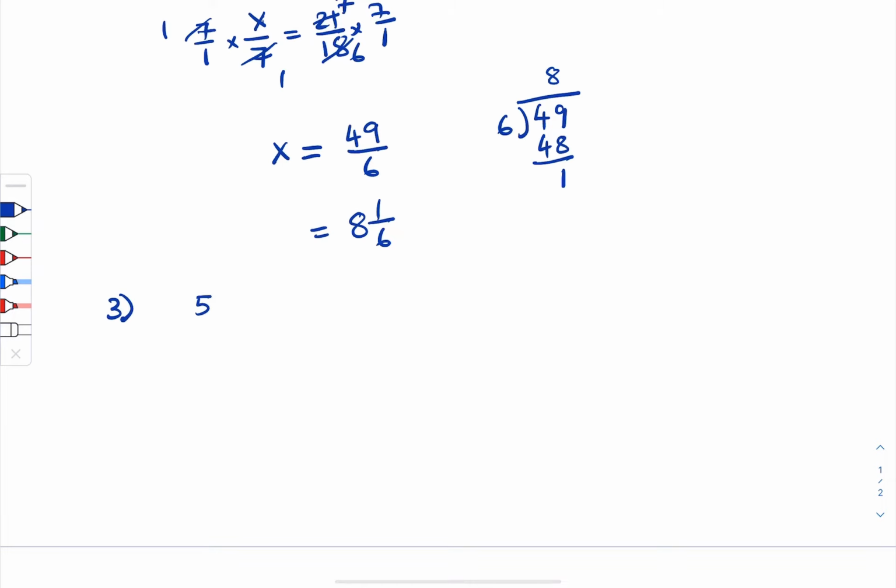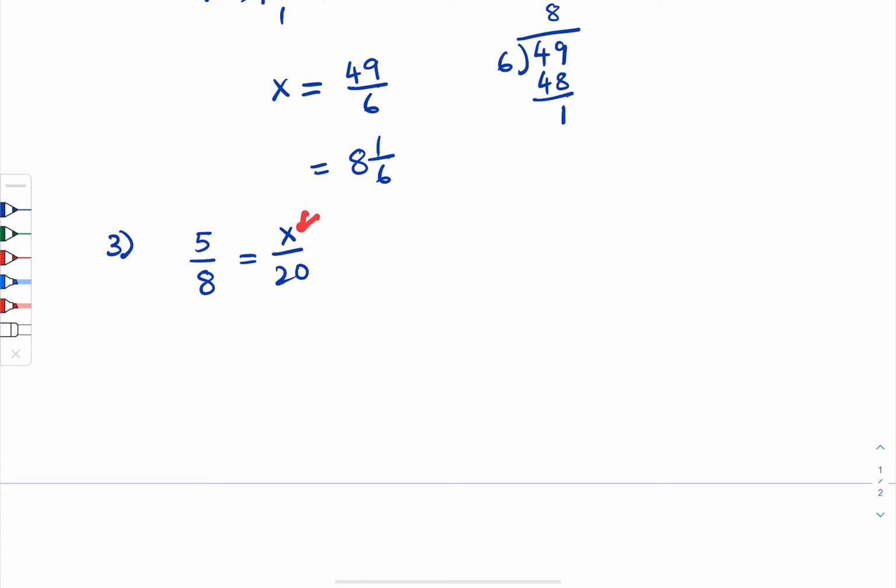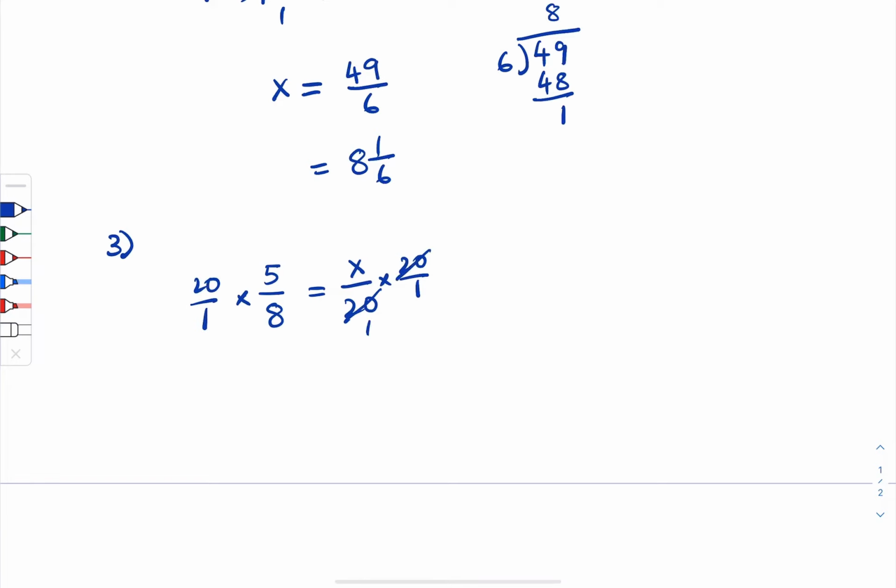This time I have 5 divided by 8 is equal to x divided by 20. Now I have x on the right hand side of the equation, and that's totally fine. We'll just keep the x there and try to get rid of the 20. I'm just going to place this a little here so we have space. Multiply both sides with 20 over 1. And that'll get rid of the 20 from the right hand side.